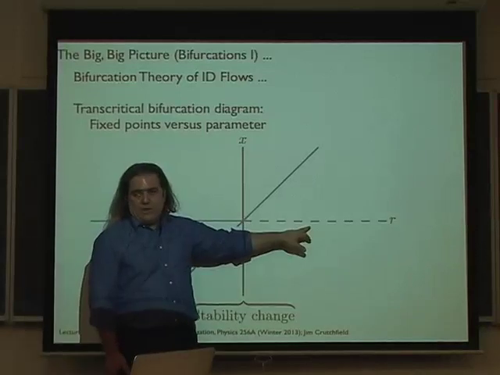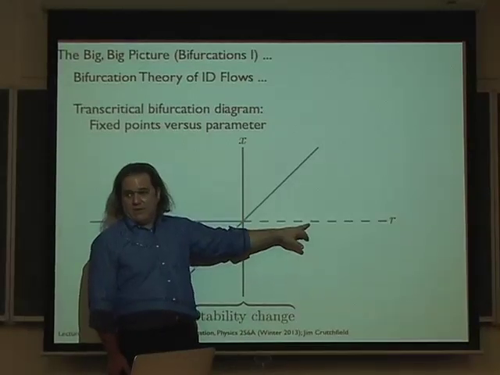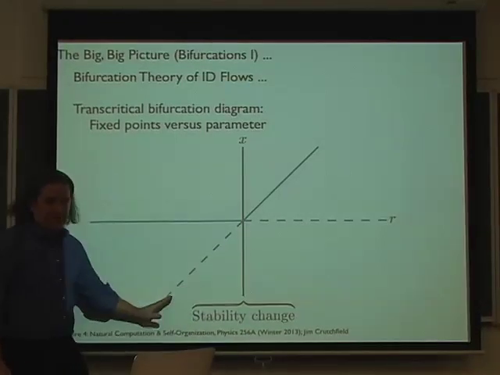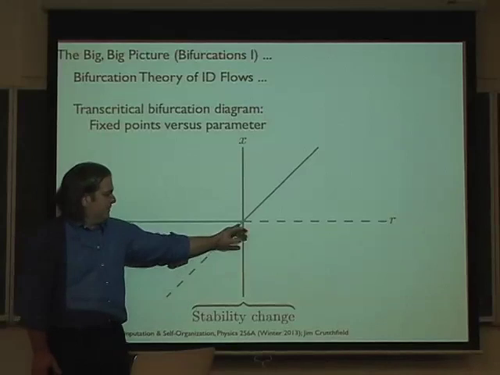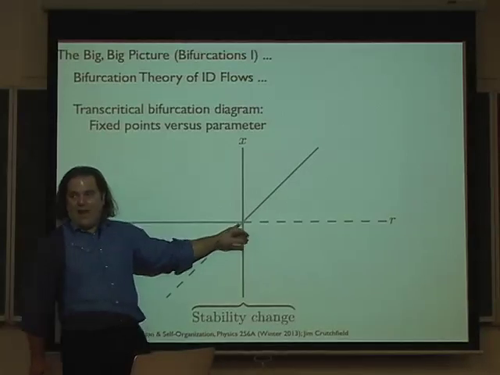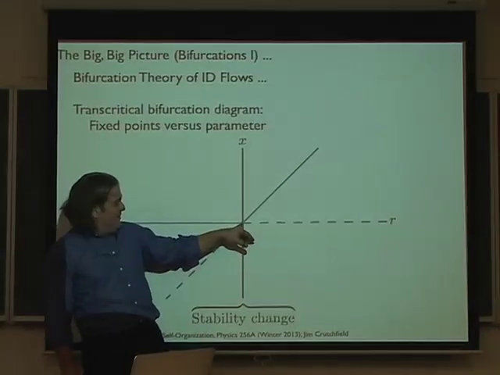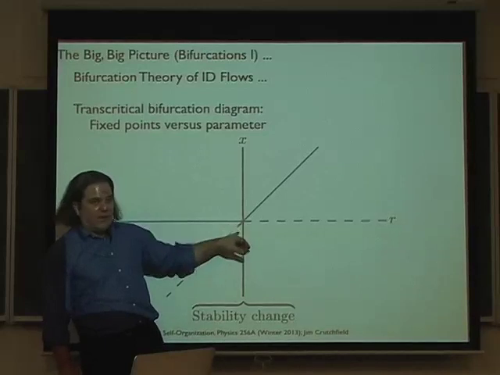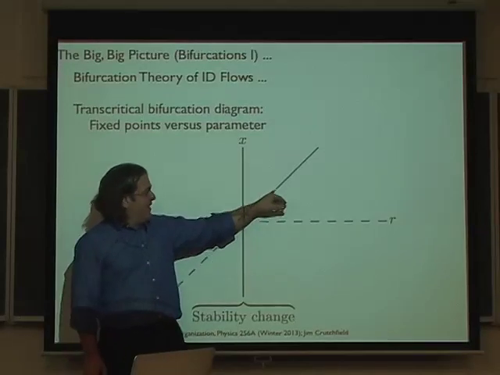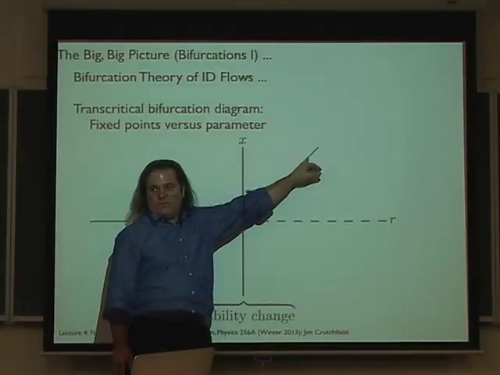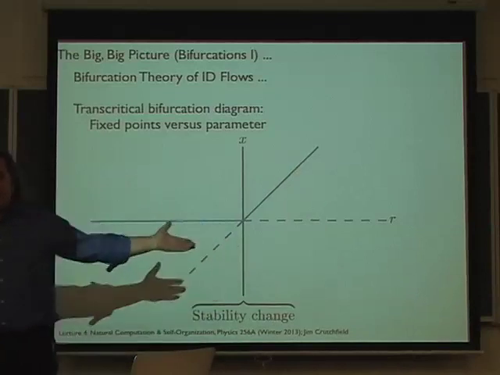Above r equals 0, it's unstable, dashed line. Then we have this other fixed point sort of coming in from negative x. It's almost like a particle interaction. It kind of collides with the stable fixed point coming in, and then it goes off and becomes a stable fixed point. And they're both just linear functions.